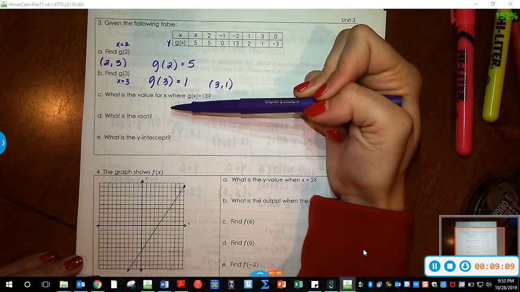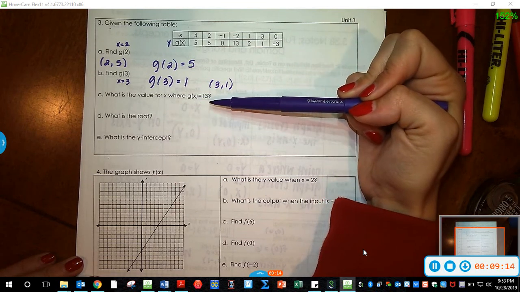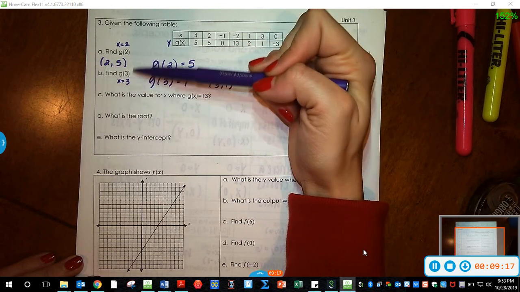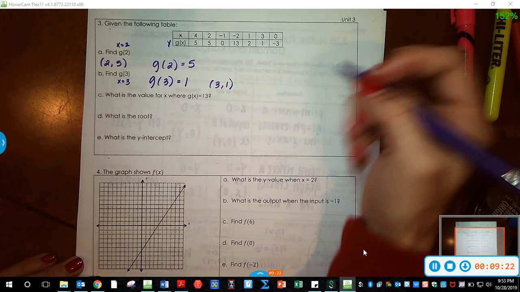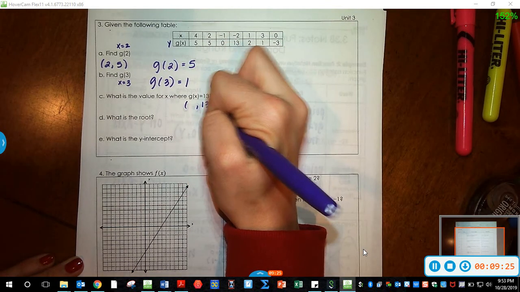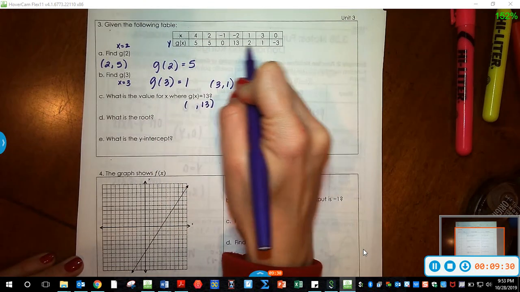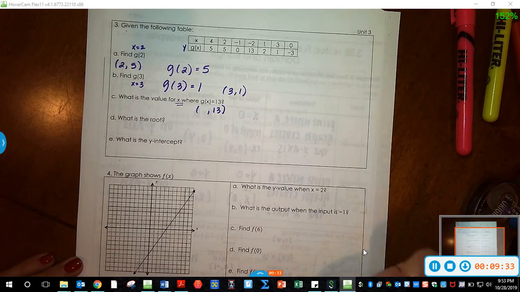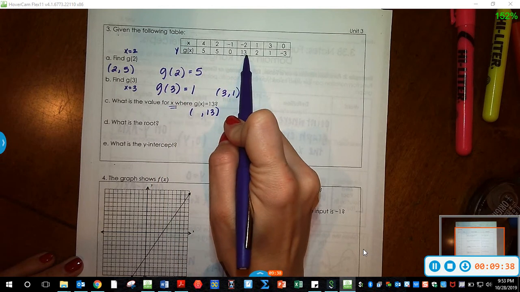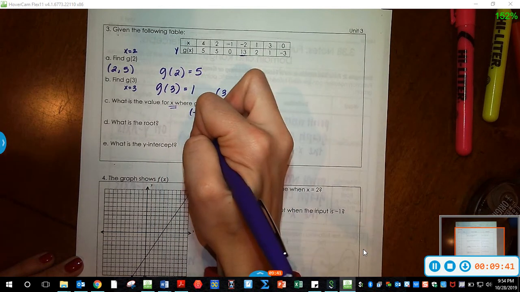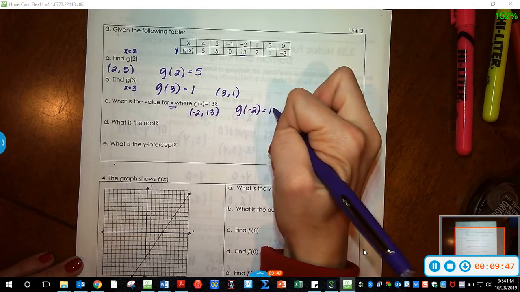Now in C, they're saying find x where g of x equals 13. So here they were giving me my x. Here they're asking for my x. So this time they're giving me the y value or the g of x, and we need to find the x. So this one I'm going to go to where g of x or my y equals 13, -2. So g of -2 equals 13.